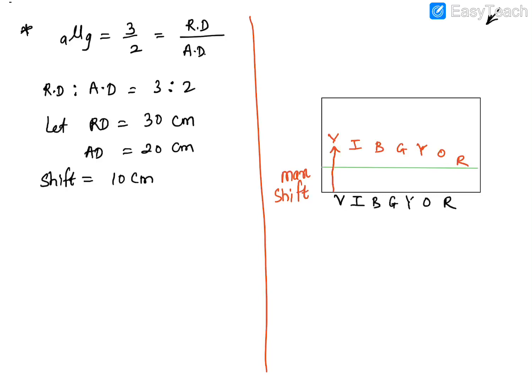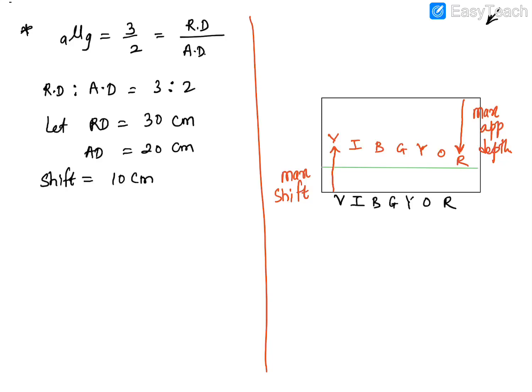But in the exam they will try to trick you. They'll ask who's got the maximum apparent depth. Still people write violet only. Who's got the maximum apparent depth is this one. Depth is measured from the top, remember. So this one has the maximum apparent depth. So violet has the maximum shift, and this one has the maximum apparent depth.